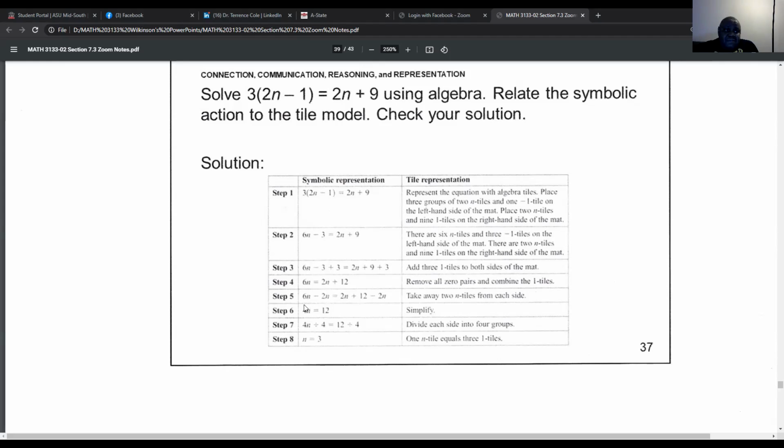So when you do that, you're left with 6n minus 2, and you're going to be left with 4 n tiles on the left side is equal to 12. That's where you simplify. And then you're going to divide each side into 4 groups. So that means n will be equal to 3. When you divide each side into 4 groups, you're going to divide both sides of this equation by 4 to get n is equal to 3, meaning 1 n tile will be equal to 3 1 tiles.